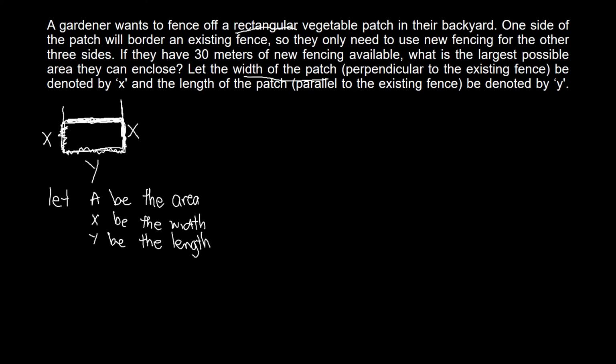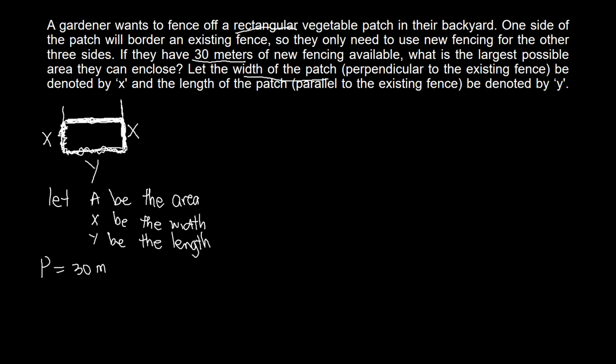Once we're done with the introduction of the different variables and the outline, we are going to know the given information. The given information here is only 30 meters, which is the new fencing available. That's the available material. So the 30 meters is the one we're using for this side and that side. So the 30 meters is our perimeter based on the given.